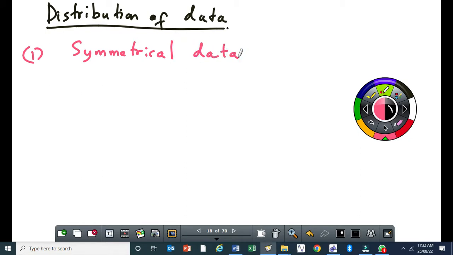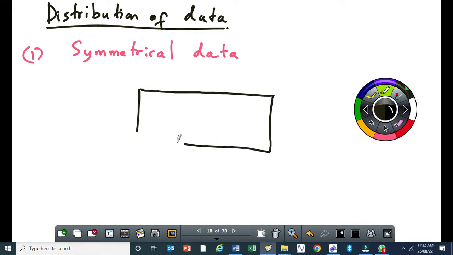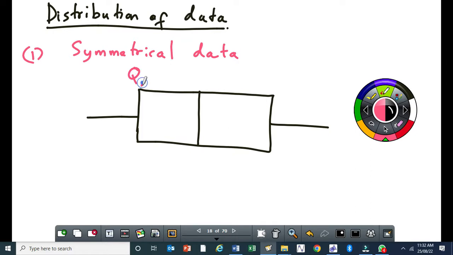Now, this one here, if you draw the box and whisker, the distance between the median Q2, and, okay, this is just an example, by the way. With symmetrical data, you have a scenario like this. You have your Q1 here. So you have your Q1, Q2, which is the median, and Q3, which is the upper quartile.